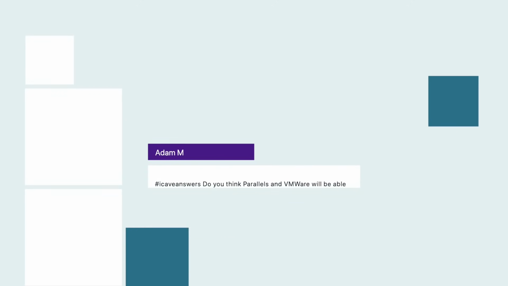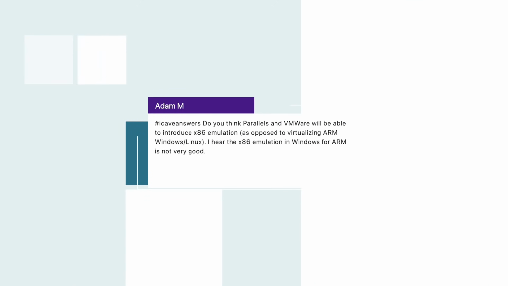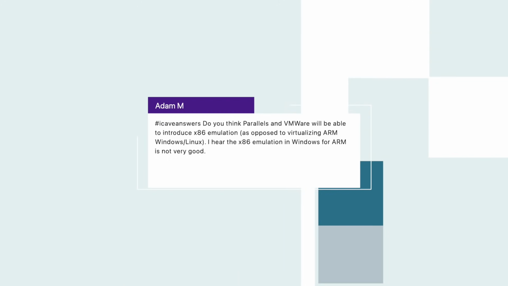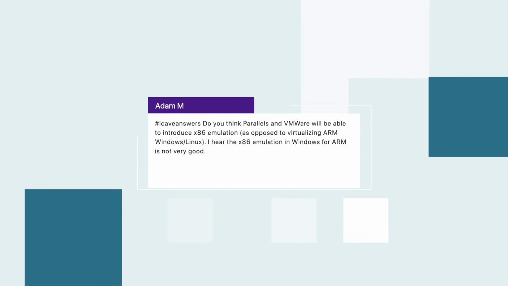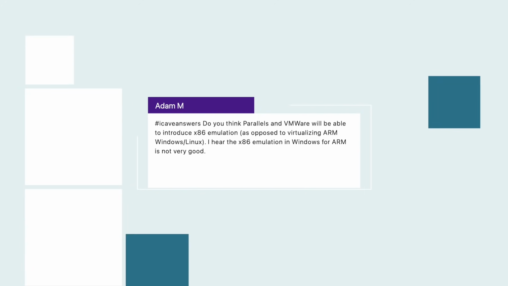Adam M asks, do you think that Parallels and VMware will be able to introduce x86 emulation as opposed to virtualizing ARM Windows/Linux? I hear x86 emulation in Windows for ARM is not very good. I don't think it's something they're even going to bother trying to do, because I think you're going to see over the next probably 3 years that the vast majority of Windows laptops will run ARM themselves. So it's more of a case of Windows for ARM getting better rather than needing to emulate x86, because most of the games are going to get ported over to it, because people are going to want to play them on laptops.